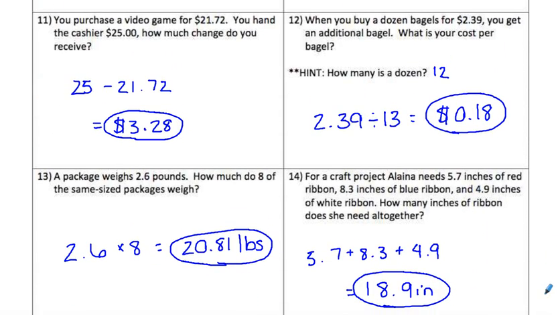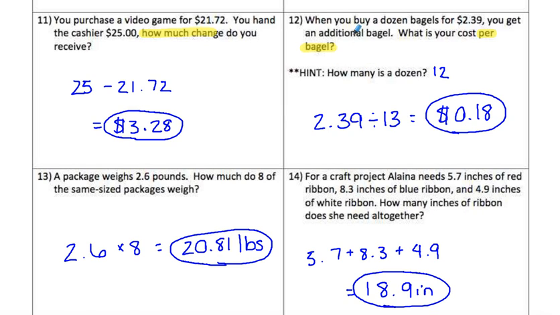Here's the answers for 11, 12, 13, and 14. So for 11, you're asked how much change, so that's going to be subtraction. For number 12, it's asking cost per bagel. Remember, per is that weird word that can either be multiplication or division, depending on the situation. Because it's asking per bagel, I'm actually breaking it up.